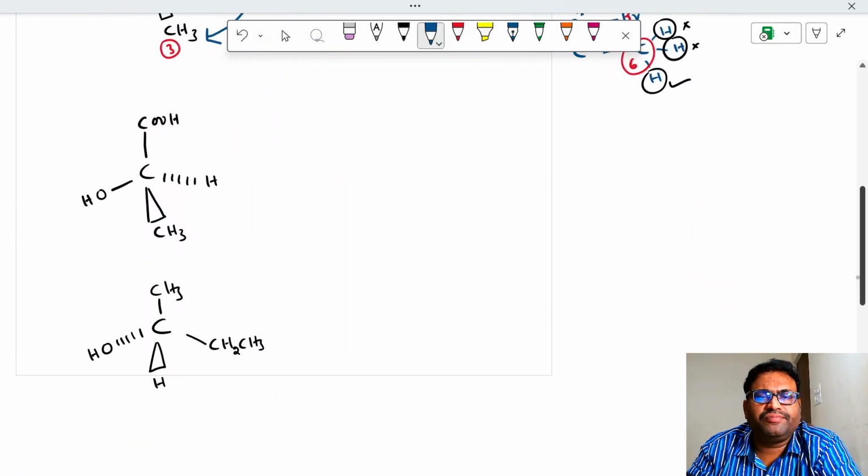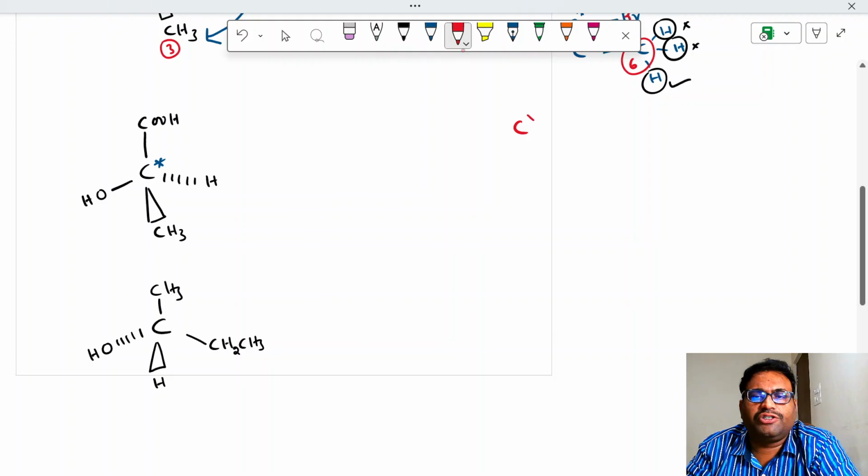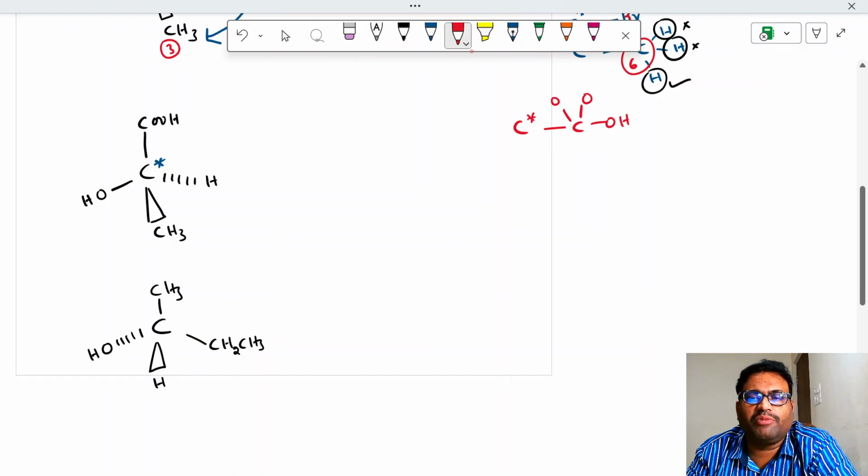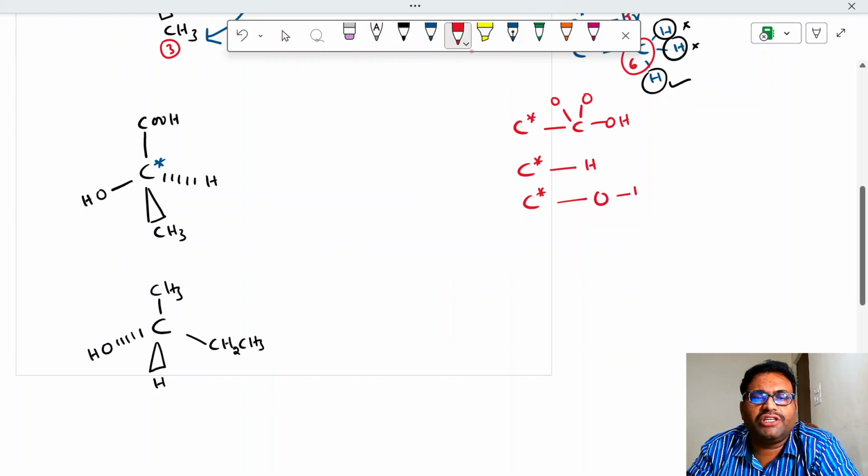Here again, this is C star. So C star is attached to whom? C double bond O, OH. What did I say? If there is a multiple bond, what do you need to do? You have to break the pi bond and convert it into a hypothetical sigma bond. Right? Next, C star is attached to hydrogen. C star is attached to OH. C star is attached to CH3.